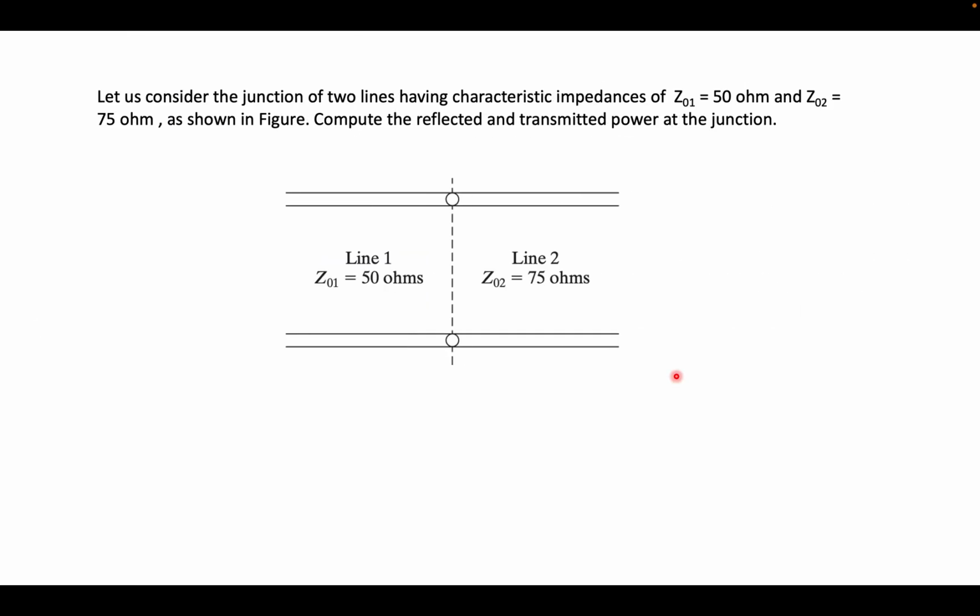It's a very short problem, so just tell the answer. You need to calculate the reflected voltage, the reflected power, as well as the transmitted power at this junction. Basically some signal is coming, and since there is a reflection coefficient because they have different impedance, something will get reflected back and something will go forward. From there you need to calculate the transmitted and reflected power at the junction.